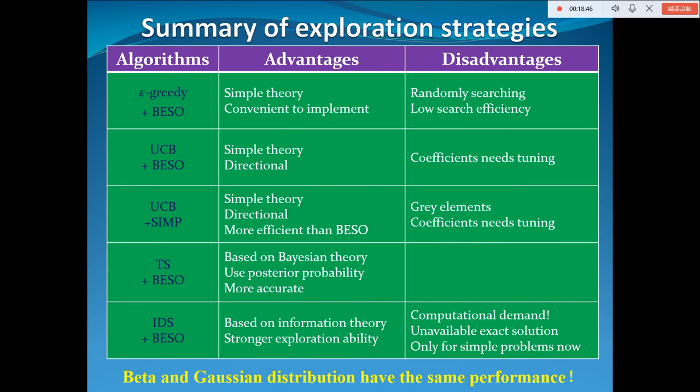Here is a summary of those approaches, except that IDS fails to work for complex problems. TS and UCB work well for those cases, and due to the large solution space, the drawback of epsilon greedy is not obvious. As for SIMP and BSO, SIMP is only suitable for UCB, and the gray element is a problem, but its efficiency is higher. What's more, as the examples show, beta and Gaussian distribution have the same performance.